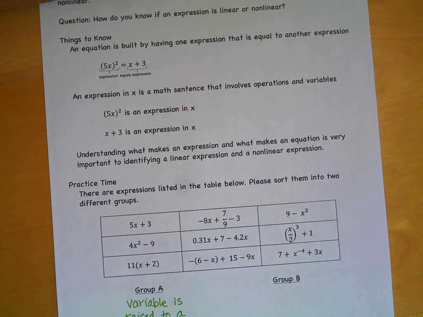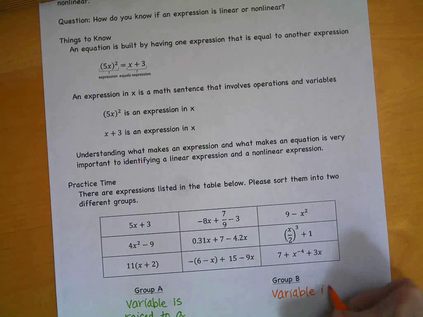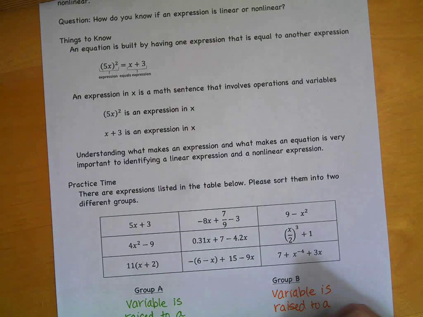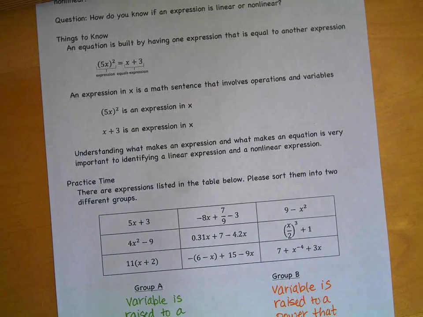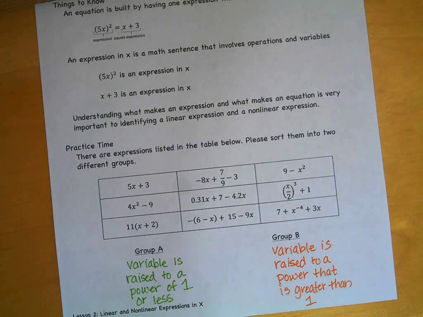And then group B would be, let's say, the variable is raised to a power that is greater than 1. Okay, so I think those are the only two groups that I can see if we are grouping these into two separate groups that will actually work for putting them into the list.